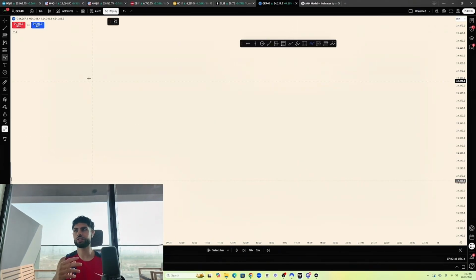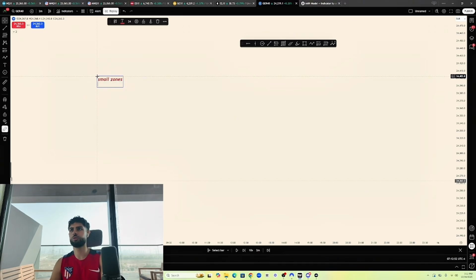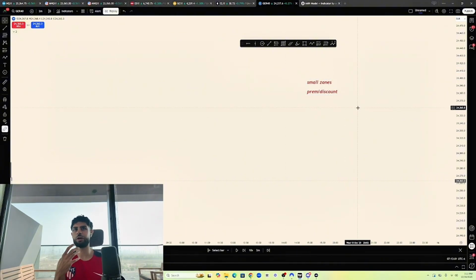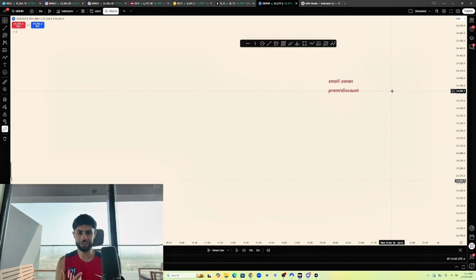So there's two things, okay? There's two things, I'll even write it down, that you need to focus on. Small zones, premium and discount. This is the easiest way I can simplify it for you without overcomplicating it, without going into a crazy explanation as to why price does what it does and how to stay on the right side of the structure. And what did I mean by that?